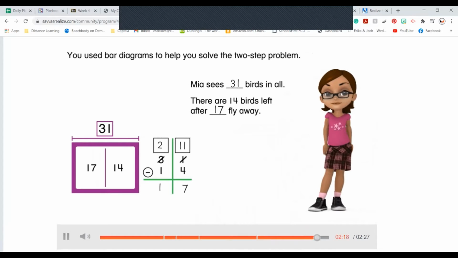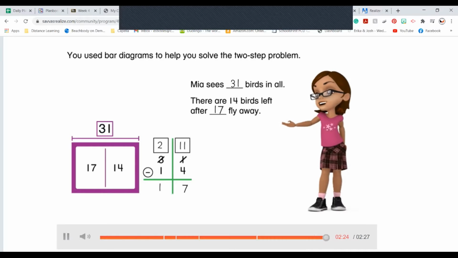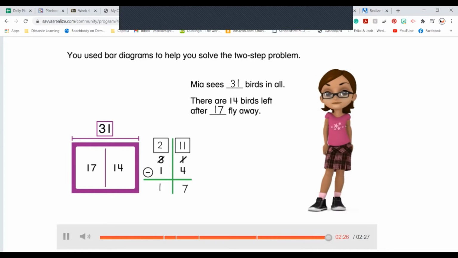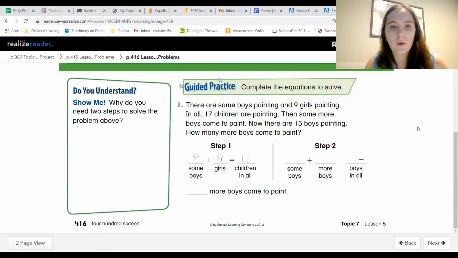You used bar diagrams to help you solve the two-step problem. Bar diagrams help you see the parts and the whole in each step of the problem. Okay, let's grab those workbooks and do some practice. We're going to do the problems on page 416 in our workbooks, so go ahead and grab those now. And then once you have your pencil and you're ready to go, let's solve this guided practice problem here together.